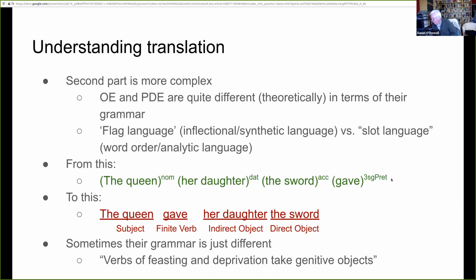Sometimes though, the grammar just doesn't line up. So verbs of feasting and verbs of deprivation, as it says here, take genitive, well, we say they take genitive objects. That's just not true. They just don't take objects in Old English. What we would express as the object is done with a possessive, weirdly.